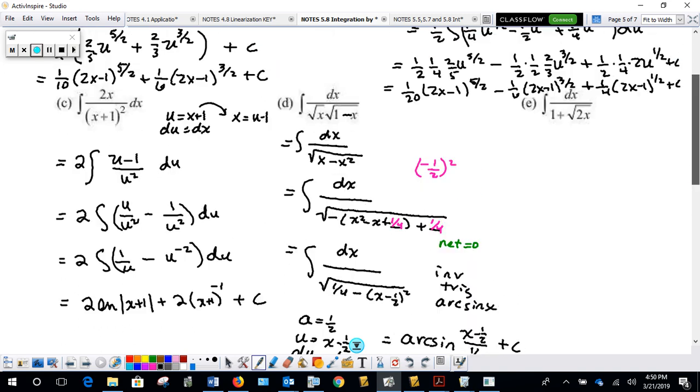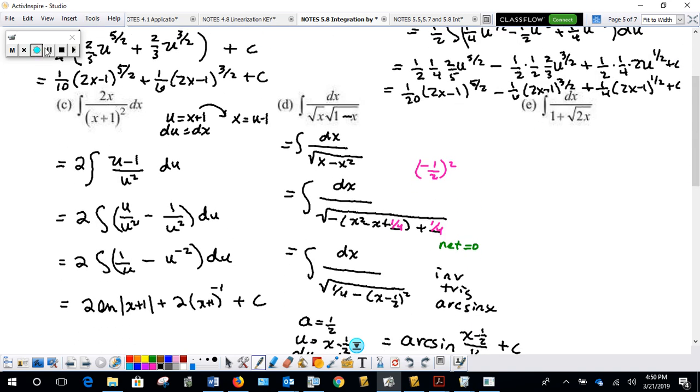All right, let's take a look at E. Now this one I'm showing you because looking at this, you might try to make u equal to just the 2x. But the problem is 1 plus a square root on the bottom, you can't split it because of the plus right there.